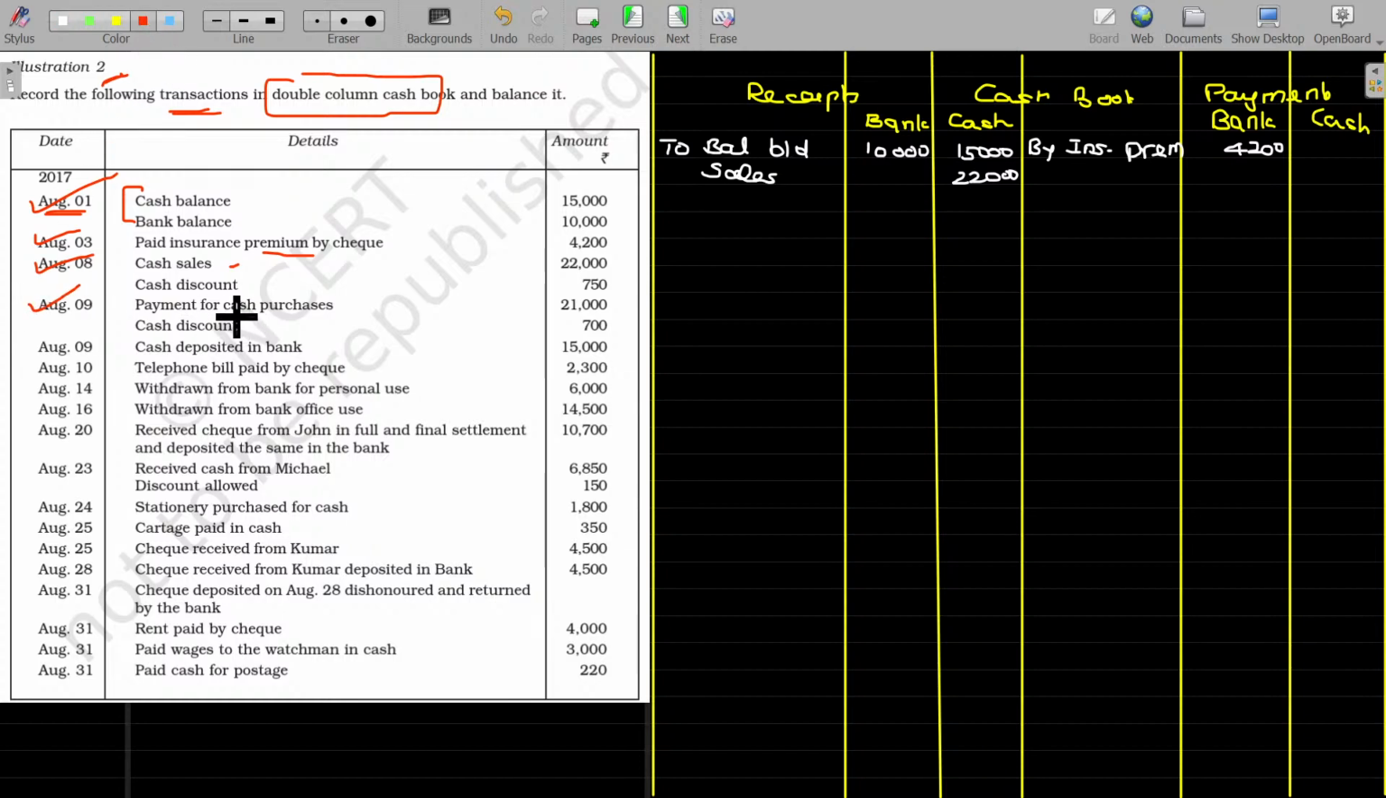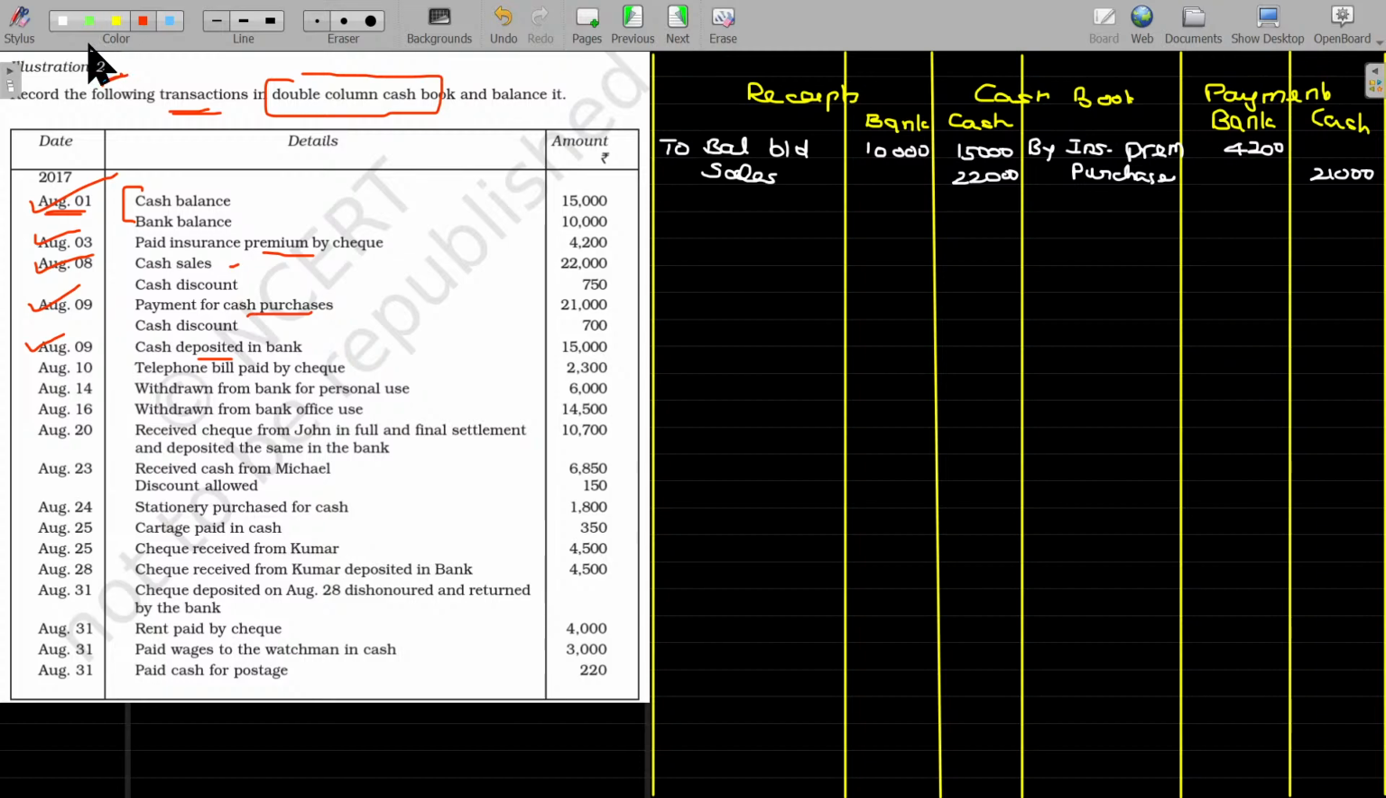On 9th August, payment for cash purchases 21,000. In the payment side, purchases, the value being 21,000 by way of cash. I assume that the payment is by way of cash, not by check. Forget about the discount in this case. And on August 9th, cash deposited into the bank.